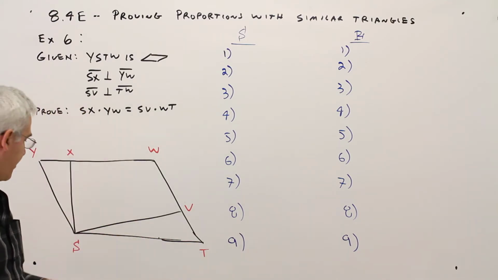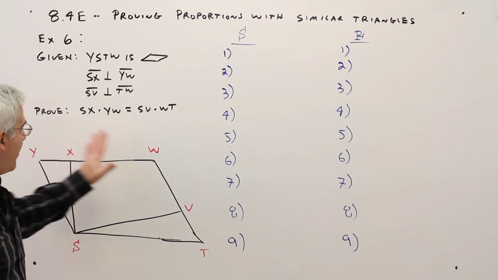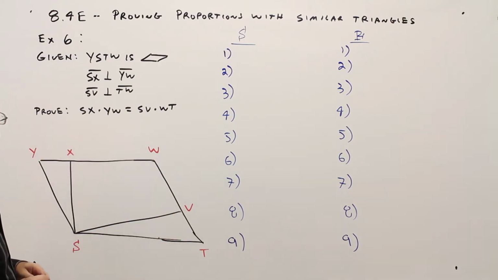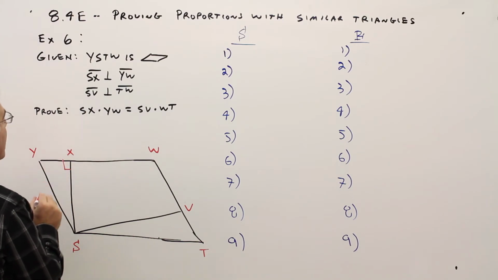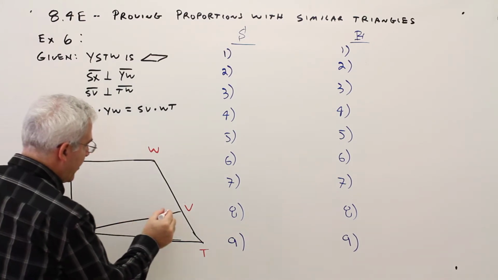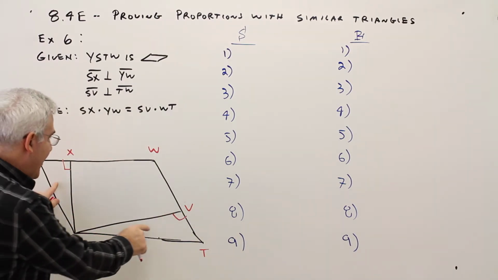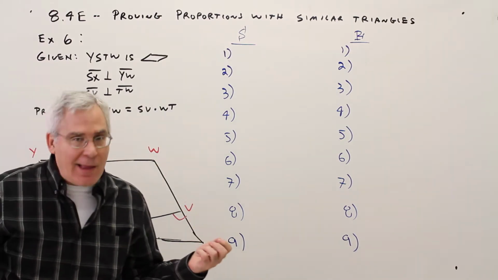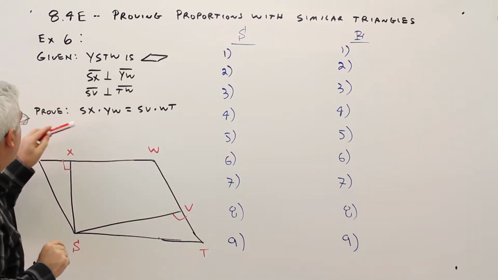All right, this is example 6. I'll mark it up as we go. Given YSTW is a parallelogram, that's this big figure. SX is perpendicular to YW, and SV is perpendicular to TW. Notice I marked those right angles inside of those triangles because I just think I'm going to be going for triangles. All right, so this is the tricky thing.